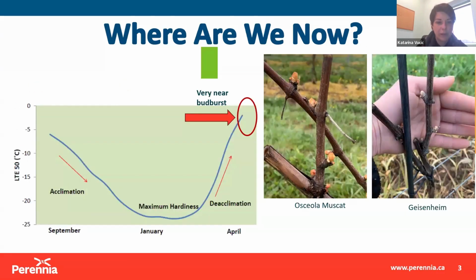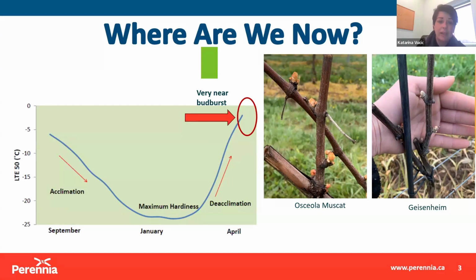All right, so where are we now? Again, depending on your site, but overall, we're at the tail end of deacclimation. So what does this mean? The vine is coming out of dormancy. The sap inside the plant is starting to flow. We're starting to see bleeding, and depending on your site and variety, we'll see some budding as well.